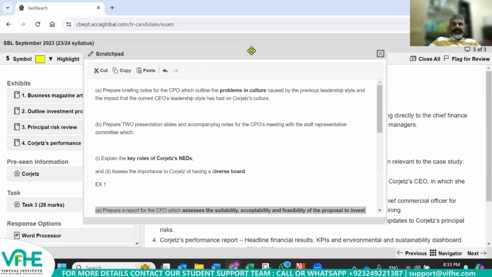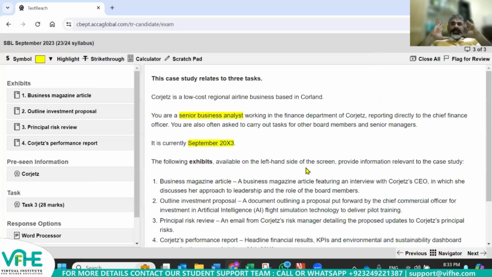But the advantage of bringing all tasks onto one page, which is the scratch pad, is that you will see all the requirements in one go and you'll be able to link which exhibit relates to which task. Do you understand this technique?